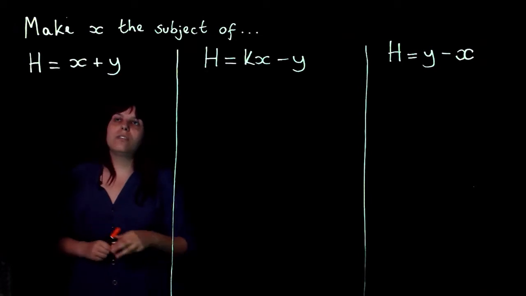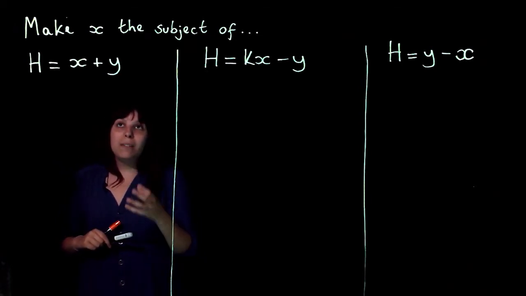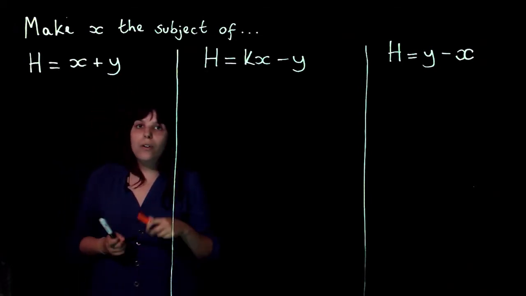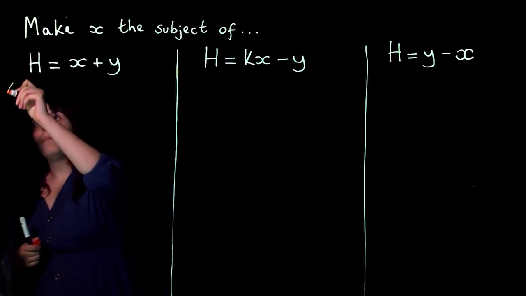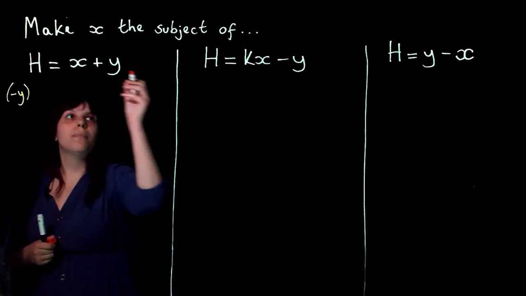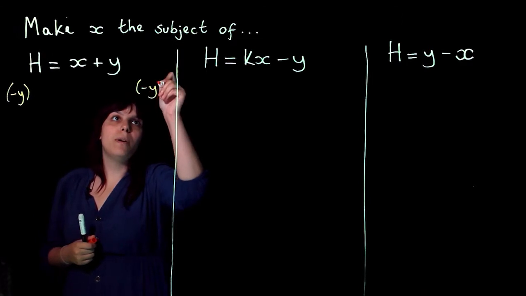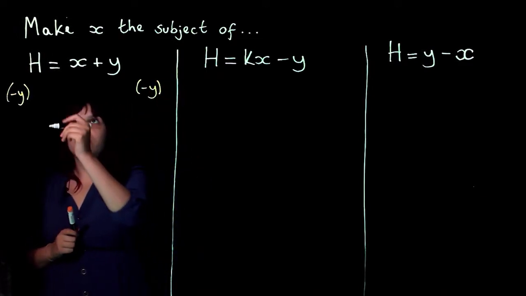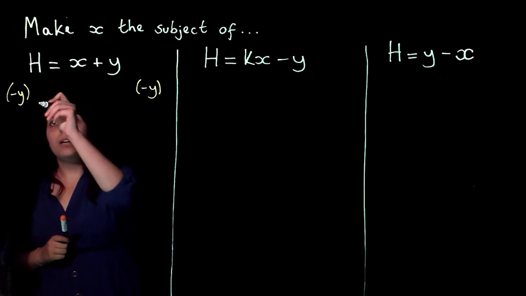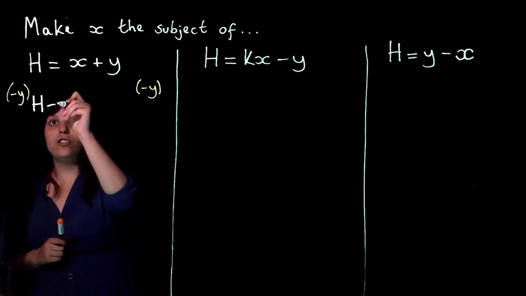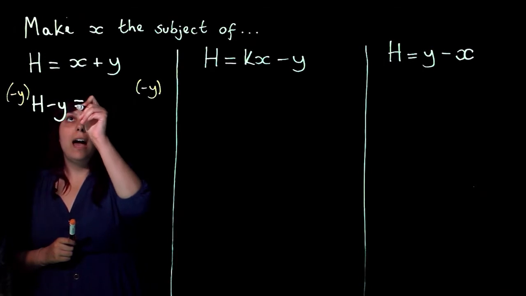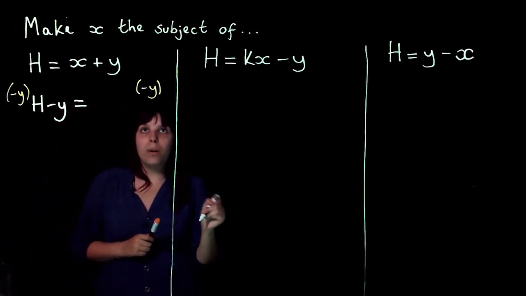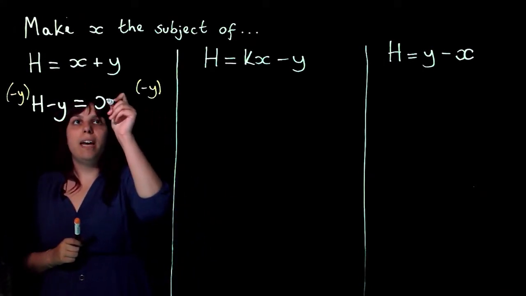So how can I get x on its own? At the moment, I'm adding y to it, so I'm just going to subtract y from it. And I'll subtract y from both sides, so I keep the equation balanced. So h minus y is just going to be written as h minus y. And x plus y minus y is just going to be x.